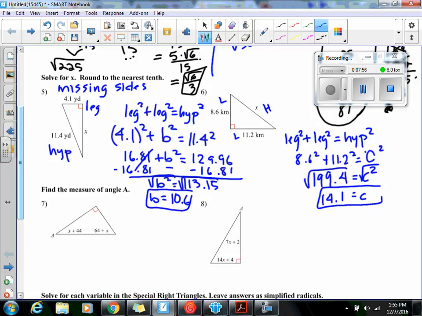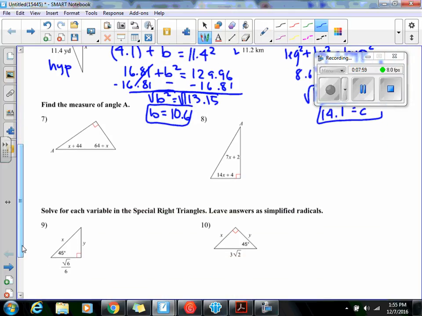So now, let's look at number 7. It says find the measure of angle A. So I'm looking at a triangle, and here's angle A. And I realize that these are supposed to be angle measures here. So here's an angle right here. Here's an angle right here. And this is my 90-degree angle. So since this angle here is 90 degrees, that leaves 90 degrees left over for these other two angles. So that means that x plus 44 plus 64 plus x must equal 90.